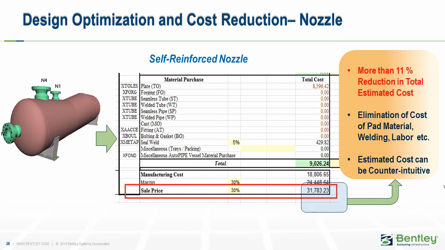The same equipment now with self-reinforced nozzle, interestingly, was found to cost significantly lower than the option with reinforcement pad type nozzle, which is counterintuitive since self-reinforced nozzles cost more. The reason for more than 11% cost reduction was the elimination of cost of pad materials, welding, machining, and all the associated labor costs in this particular case, which are incurred in the reinforcement pad type option. Therefore, the actual estimated cost can sometimes be counterintuitive, and it is not possible to decide between various design options unless the estimated costs of all possible cases are individually analyzed. This would lead to better decision making and reduce total cost.